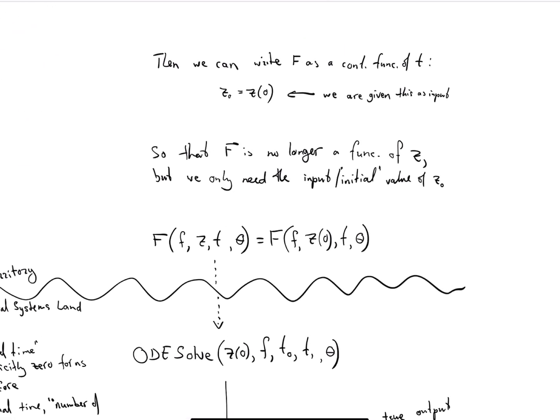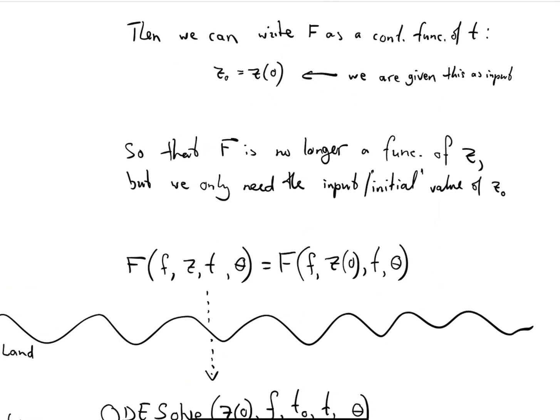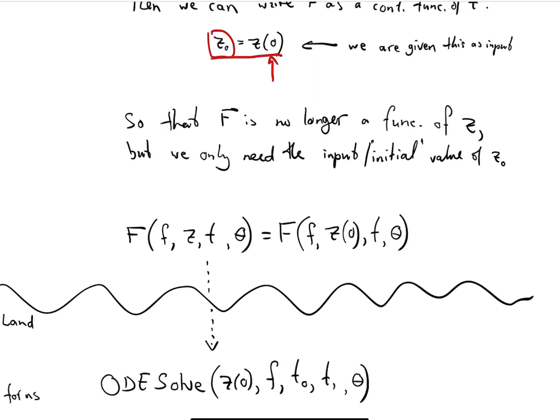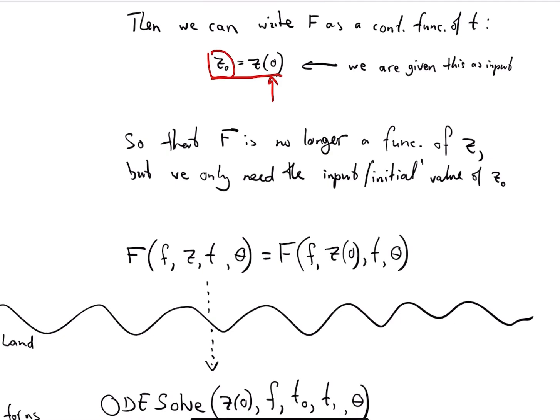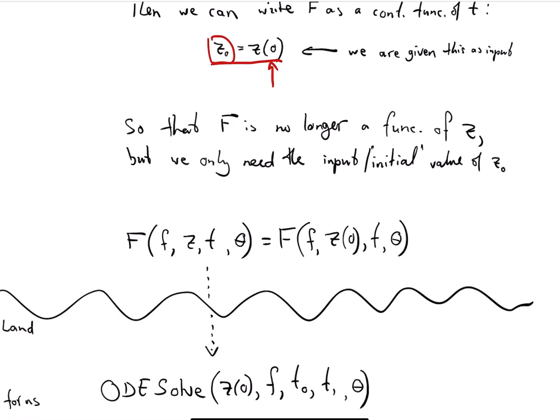So if we continue, we can write this f, which represents our whole neural network, as a continuous function of t. Let's say that our initial value of z is z0, and so we can write it as z of 0 right here. And we can say that f is no longer a function of z, but we only need the initial value of z. We can say that f now depends on some initial value of z, depends on the t, which is how many layers we want in the neural network, some parameter theta, and this shared function and what it does. So we can reduce this f from knowing about every value of z to just knowing about the initial value of z.